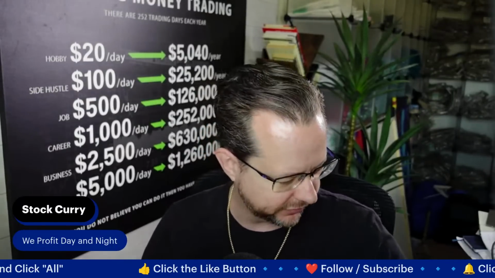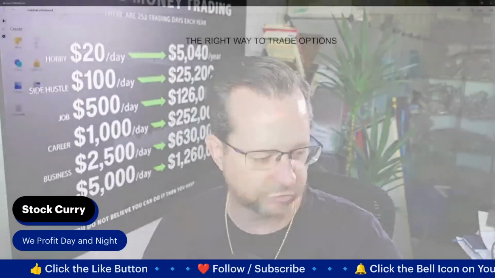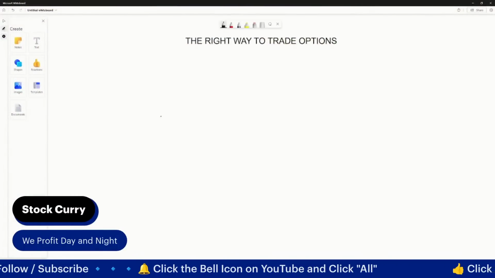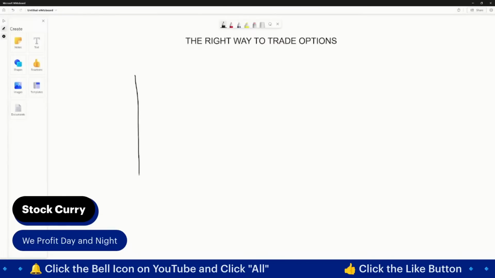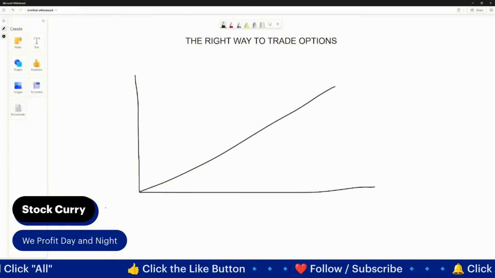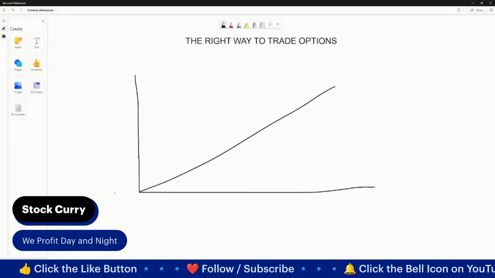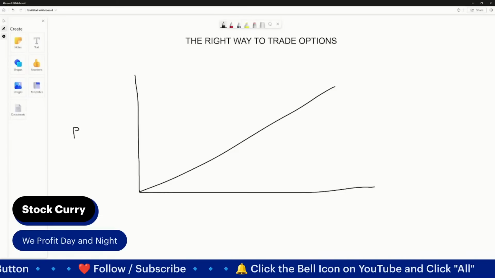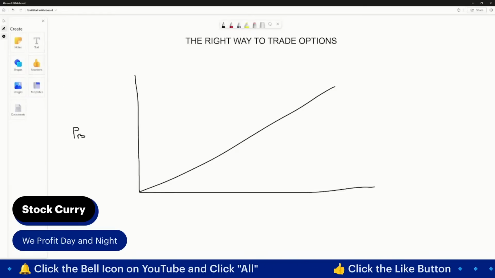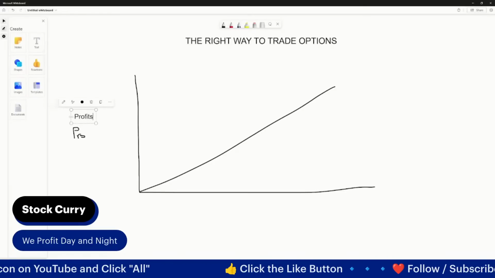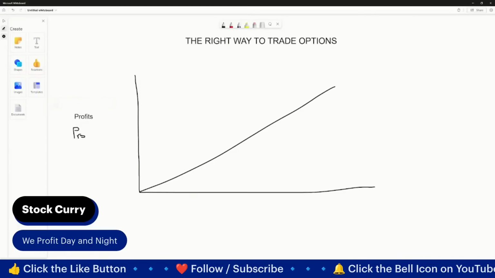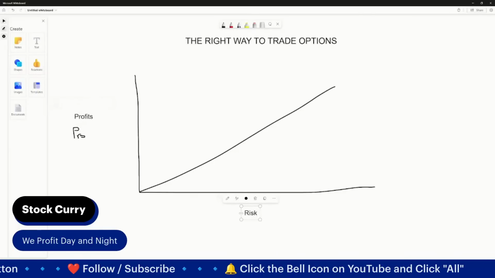Well, let's pull this up. I want to do a little chart to show you this. I'm just going to draw this out here. Imagine a typical line chart like this. Over here at the bottom side would be, let's call it, profits. There we go. And then down here, this is going to be risk.